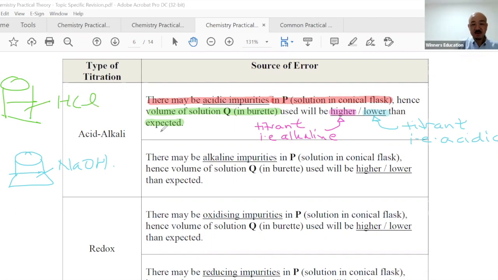Make sense? You need a certain volume so that they react just nice, correct? So the mole is just nice. So they react just nice, all right? However, there might be some acid impurities.